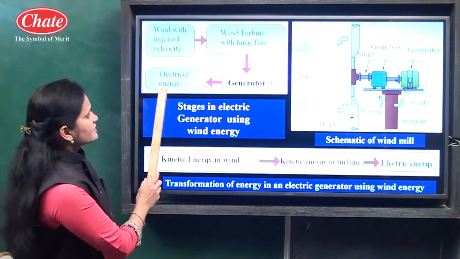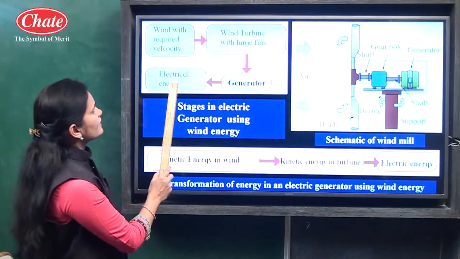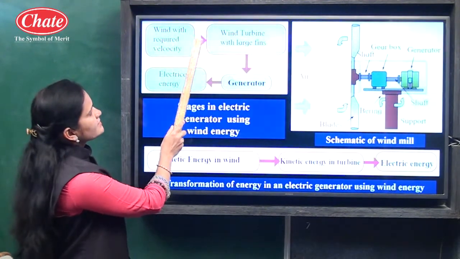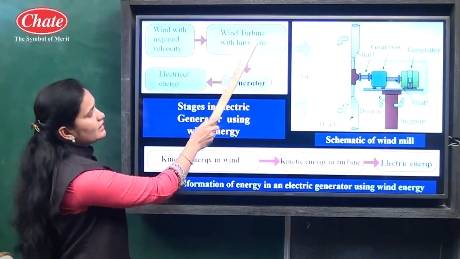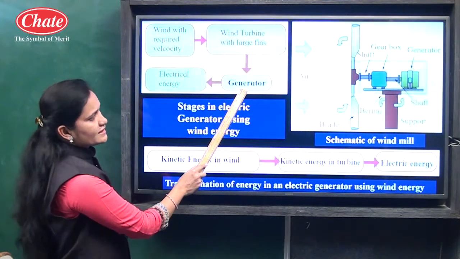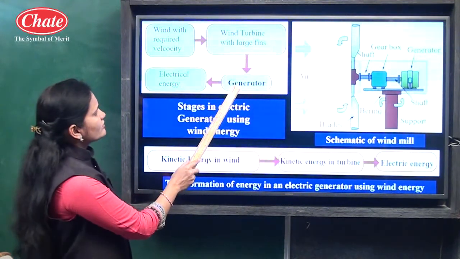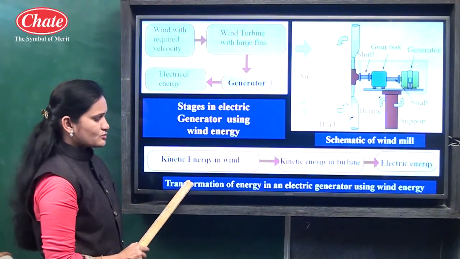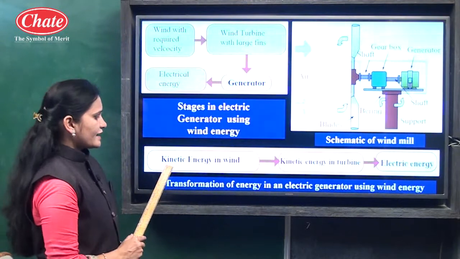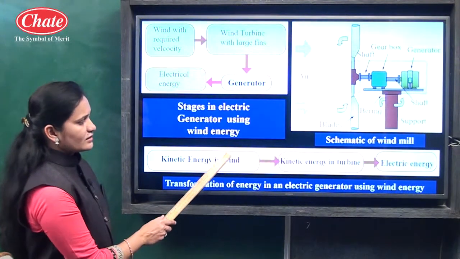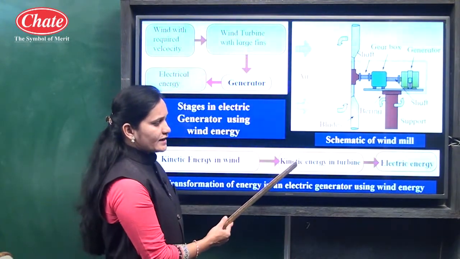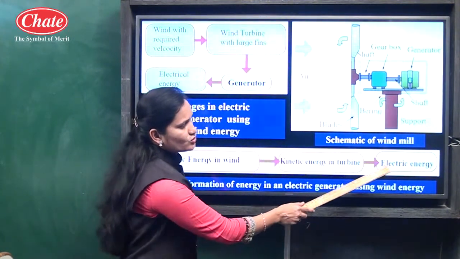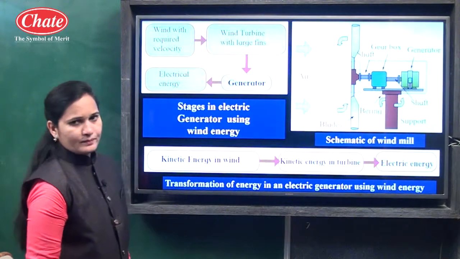Now see here the stages in electricity generation using wind energy. Wind with the required velocity is connected to the wind turbine with large fins. Then it is connected to the generator, and from the generator electrical energy is produced. And how does the transformation of energy take place? Kinetic energy in wind gets converted into kinetic energy in the turbine, and this kinetic energy in the turbine gets converted into electric energy.